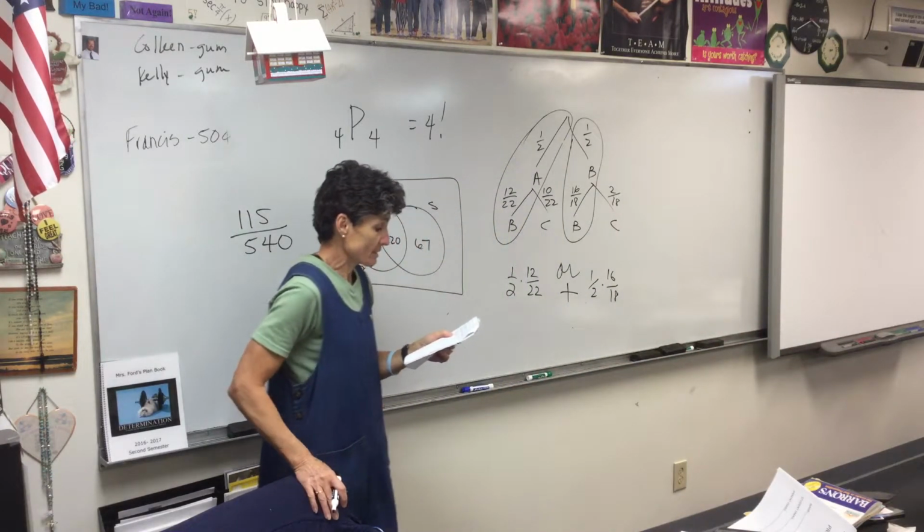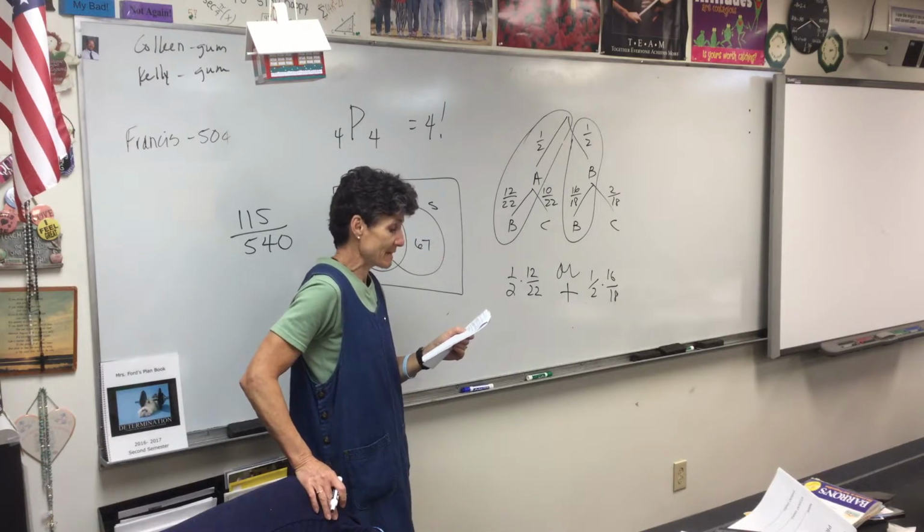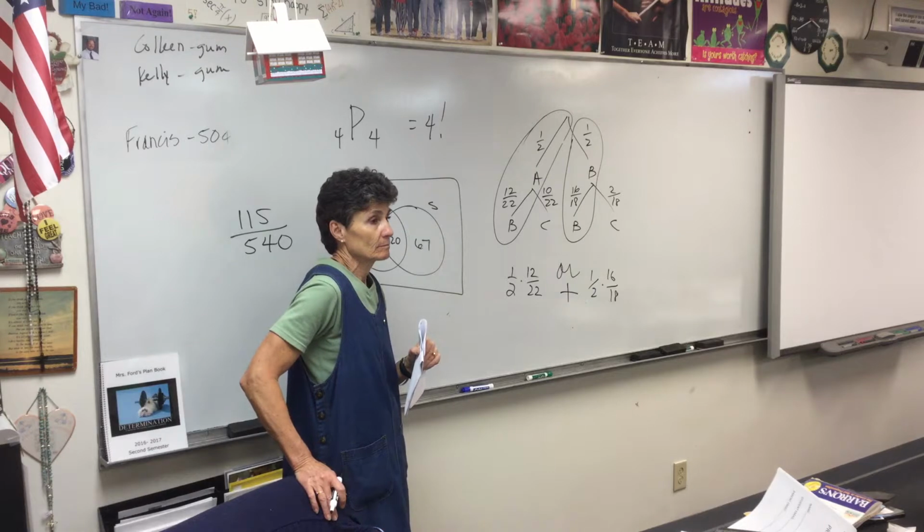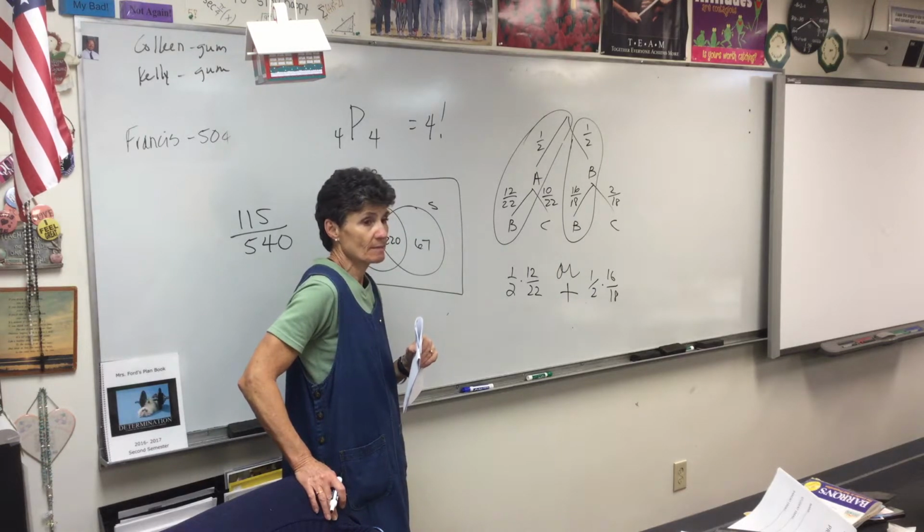Suppose a coin is tossed 6 times. What's the probability of exactly 4 heads? What's your strategy on this?